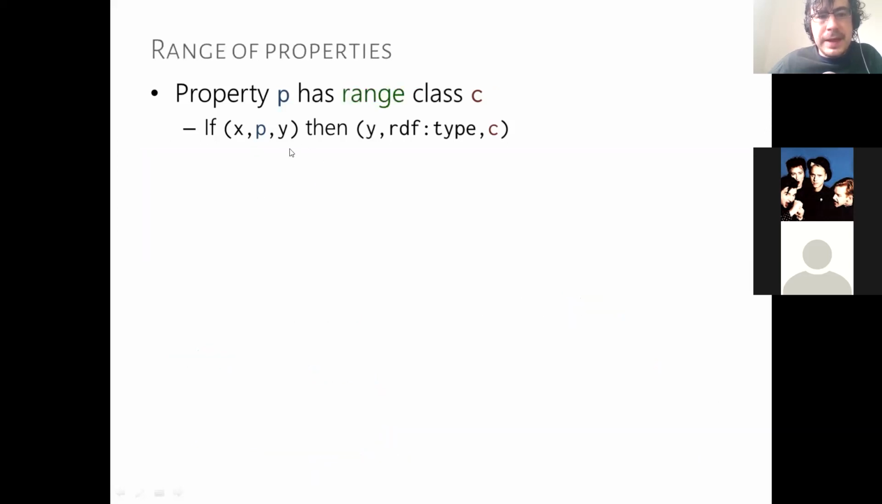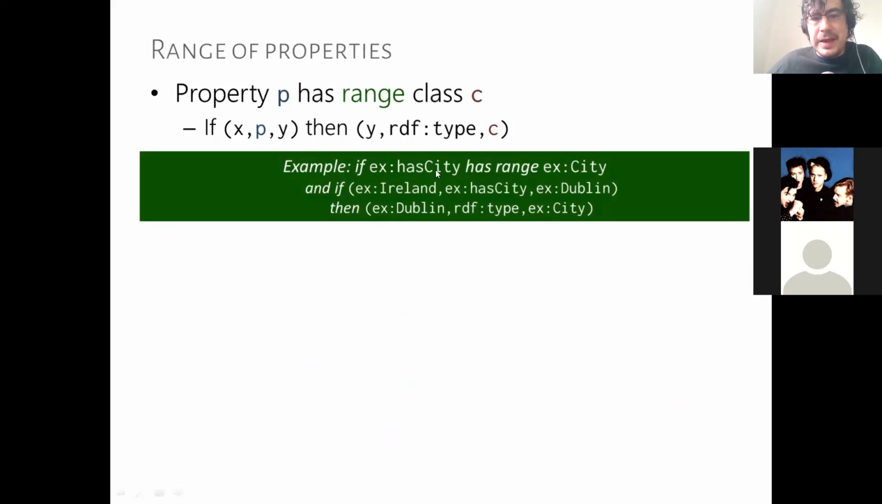Okay, the opposite of domain, in some sense, is range. So range allows us to define the types of the objects of the property in the other direction. So, for example, if has city has range city, and if Ireland has city Dublin, then we can infer that Dublin is of type city.